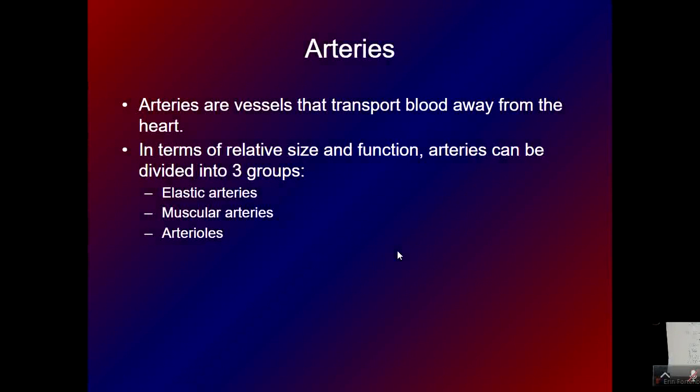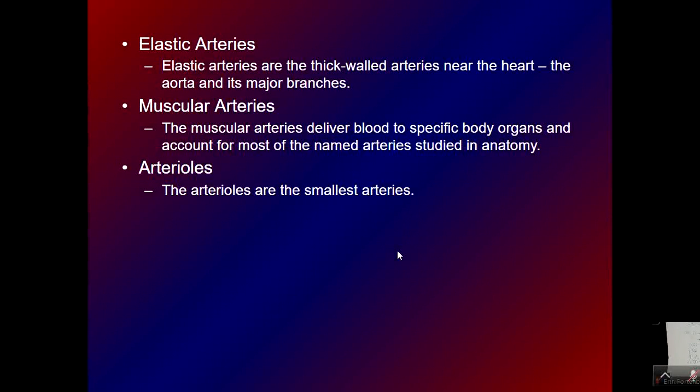So let's talk real quickly about the arteries. Arteries are just vessels that transport oxygenated blood away from the heart. And they're divided into three groups based on their size and function. We have elastic arteries, we have muscular arteries, and then we have the little ones known as arterioles. So elastic arteries are basically arteries that have a very elastic tissue, and it allows them to stretch and then go back down, stretch and go back down. So we find these in the aorta and the major branches off of the aorta because they have to be able to take a large volume of blood without splitting.